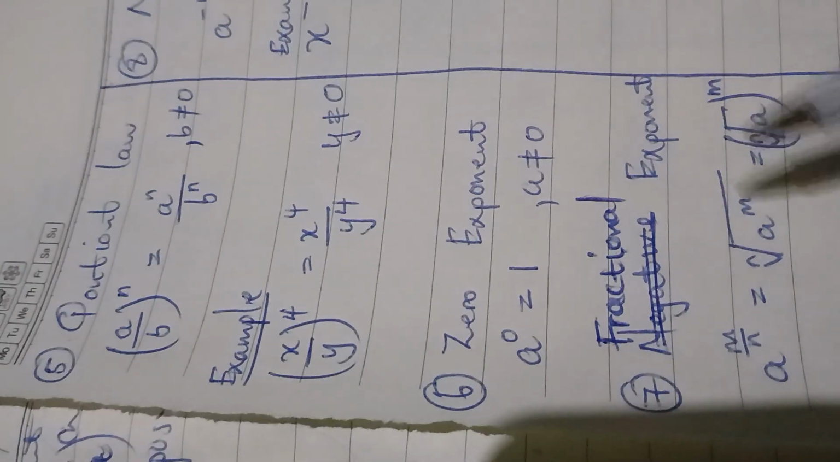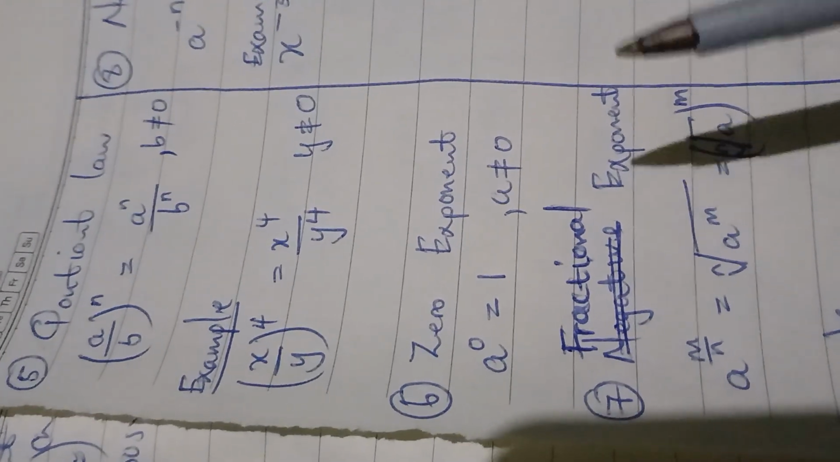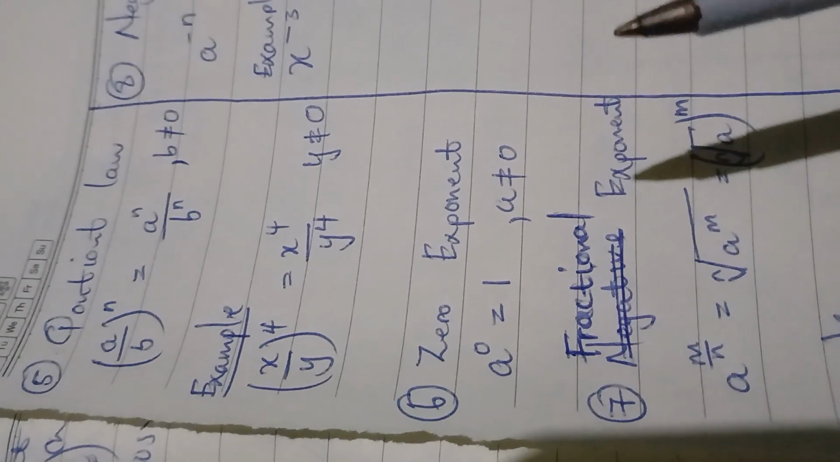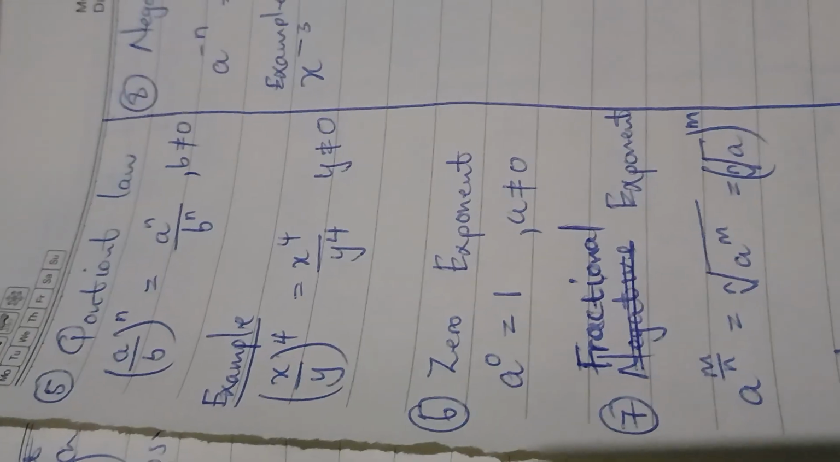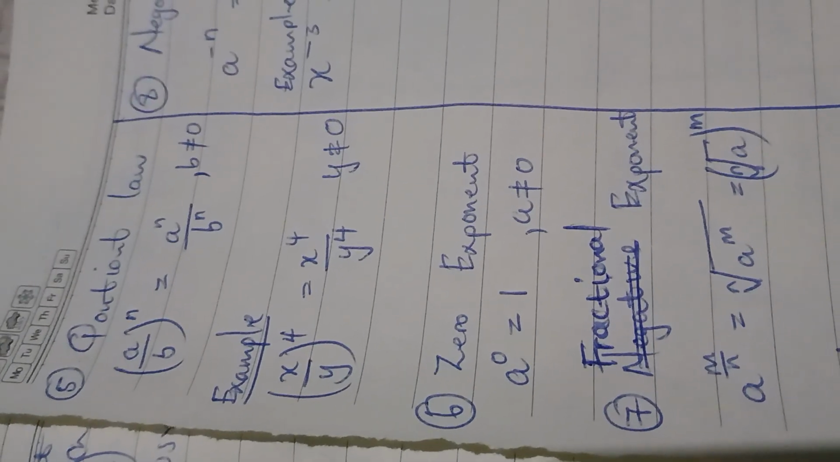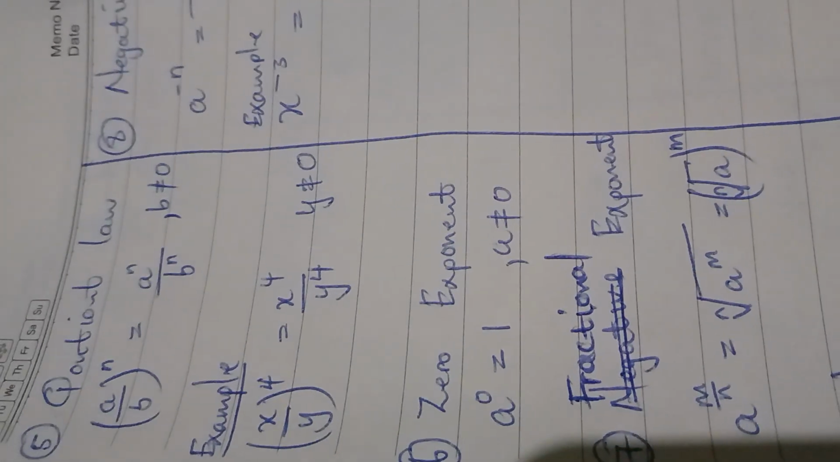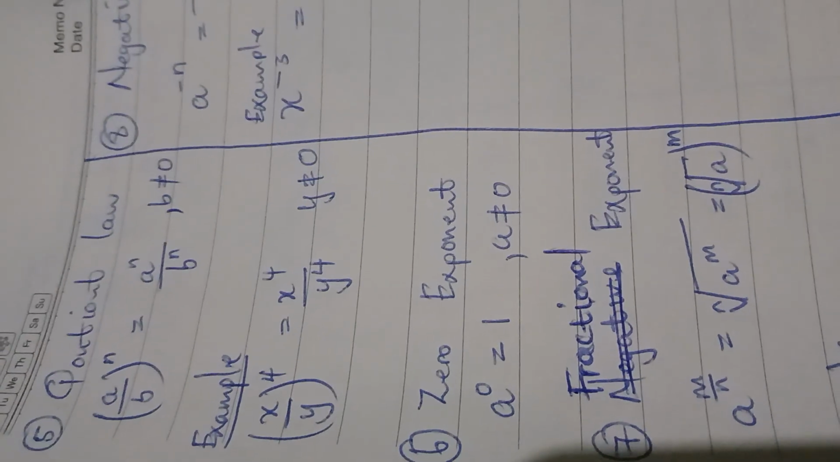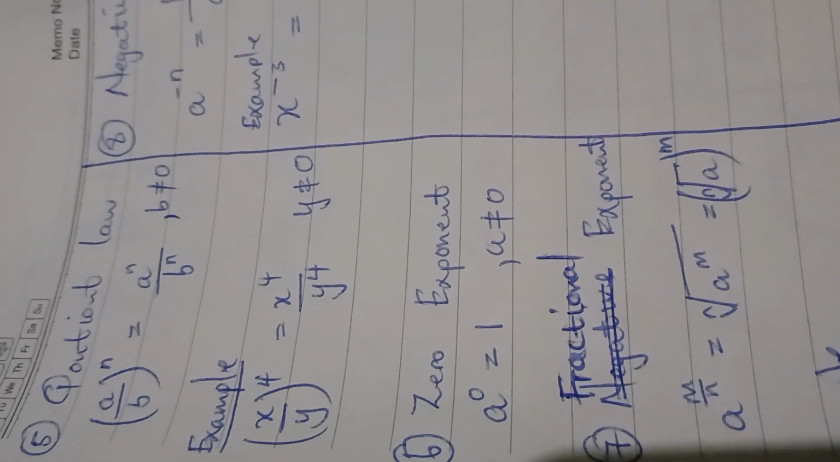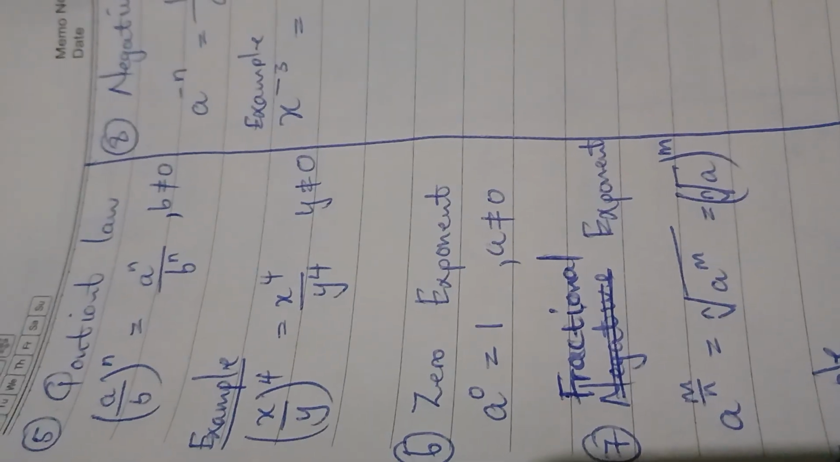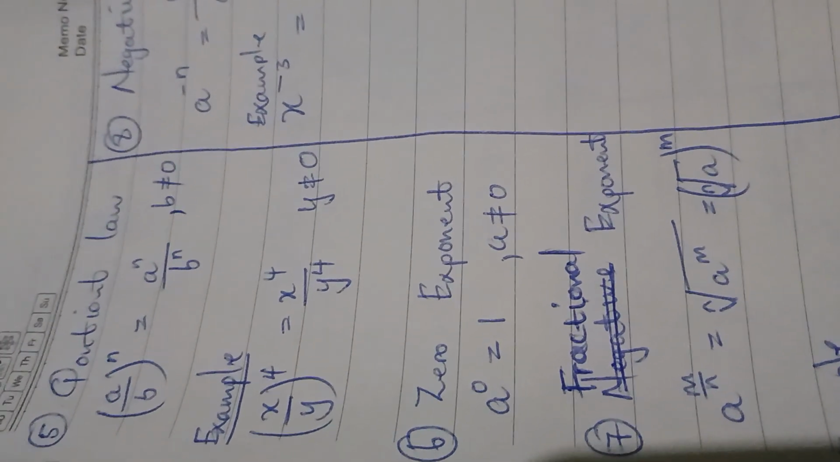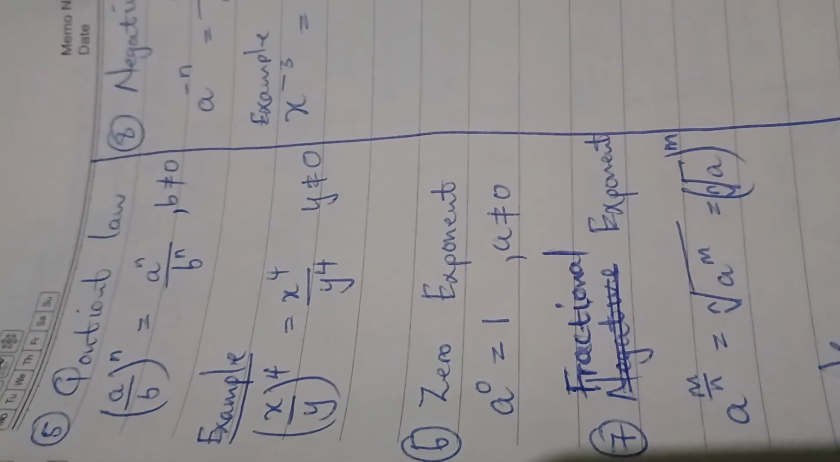And then we have the zero exponent. Any number to the power 0 except 0 is equal to 1, which means that 100 to the power 0 becomes 1. So this law states that any number to the power 0 is equal to 1, for a is not equal to 0, because 0 to the 0 is undetermined.